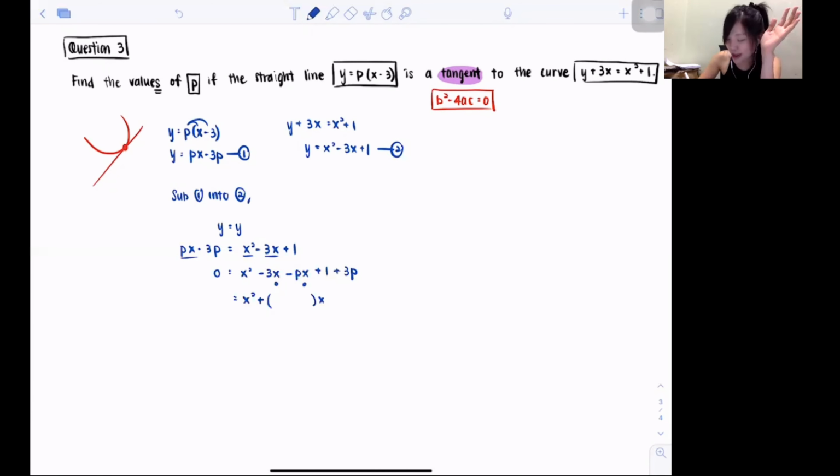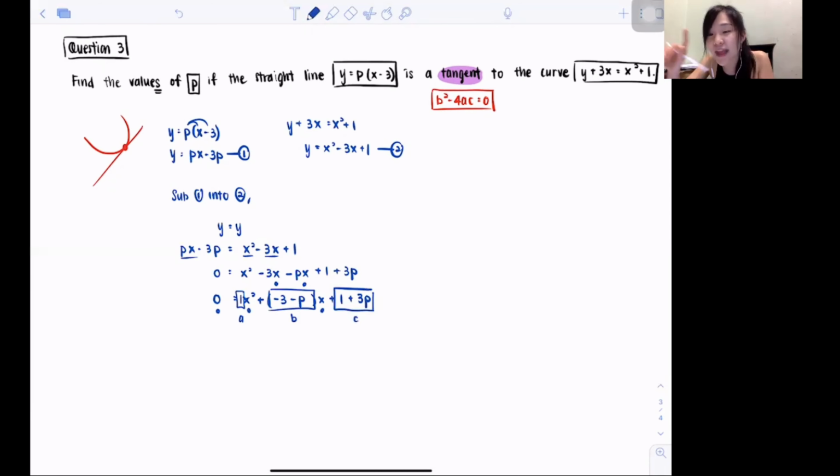So x squared, x I pull out -3. X, I pull out -p. And the last part remains unchanged. Well, 1, 0, 1x squared, 1x. Isn't it a perfect general form? So what's my A? 1. What's my B? -3 minus P. What's my C? Please don't tell me your C is just 3P. Your C will be everything there without the X. So the 1 plus 3P without the X, right? The whole thing will be your C.